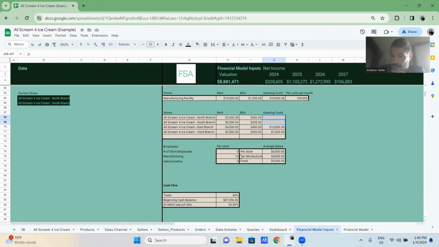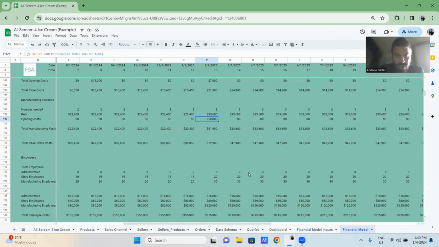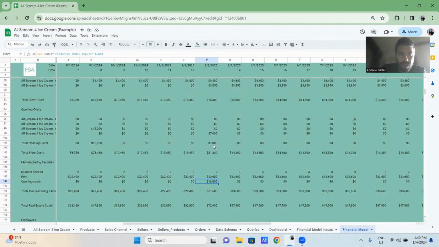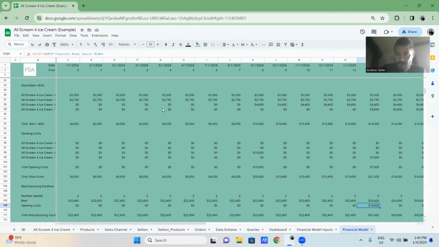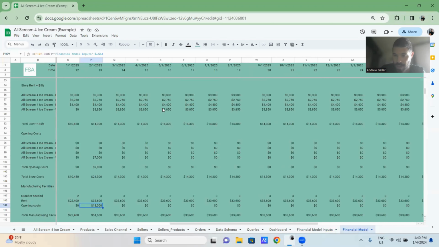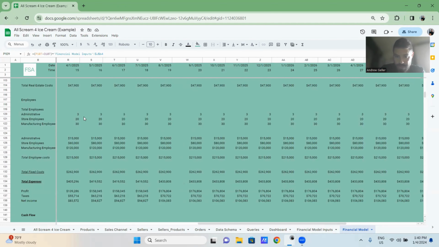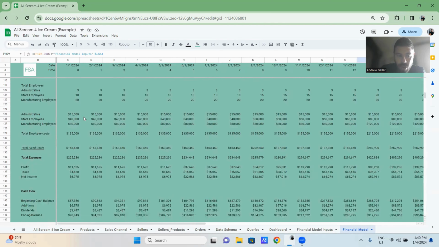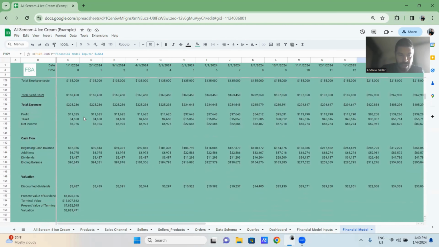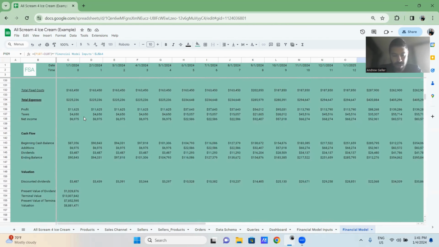And of course, there are going to be employees that you need for each of these stores and each of these manufacturing facilities. So we can see the rent and bills for all the stores as they open up, the opening costs, all the rent, and of course, all the employees. So that's how we put that all together in order to get a cash flow statement.